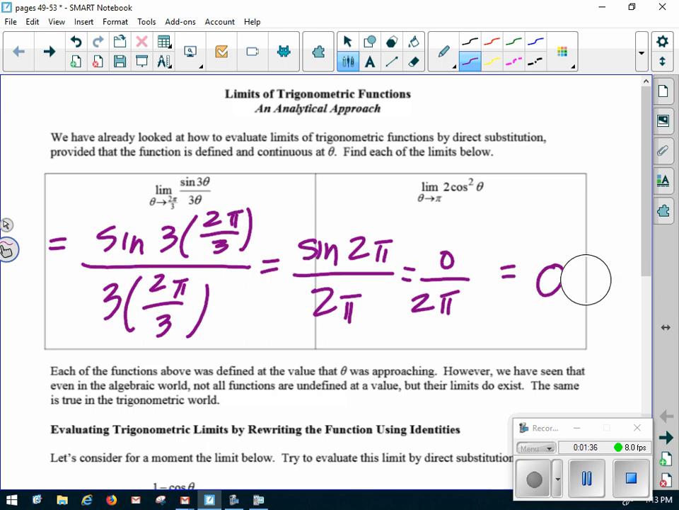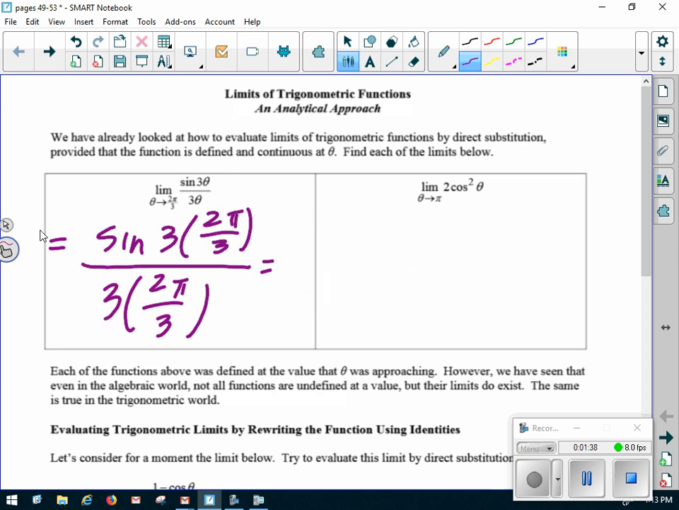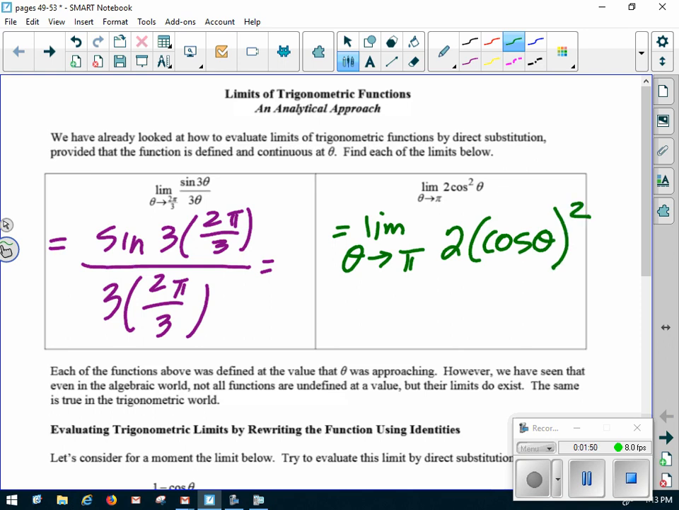Let's go to the second one. Now remember, this notation means 2 times the cosine of theta, squared. Notice all I did was a rewrite, so I still have to write limit. Please notice the equal sign is not between the limit and the 2. See where the equal sign is.